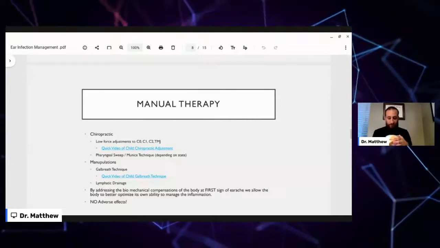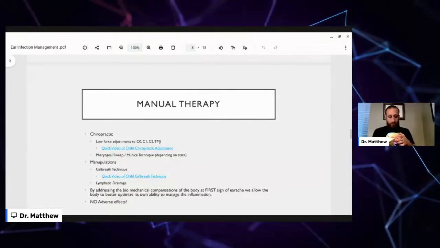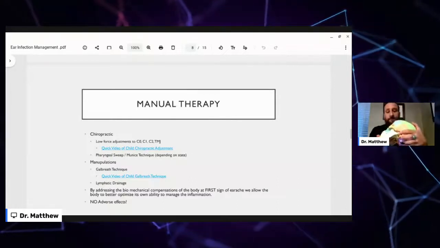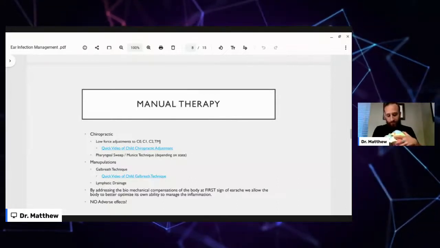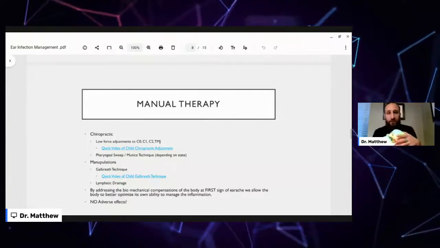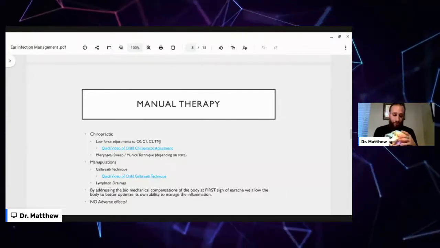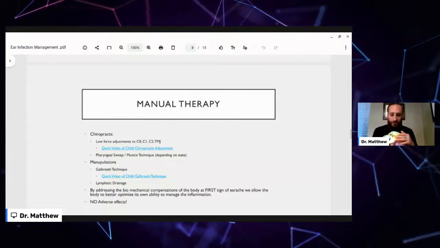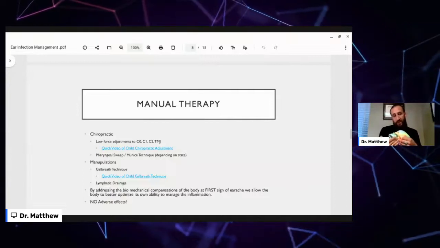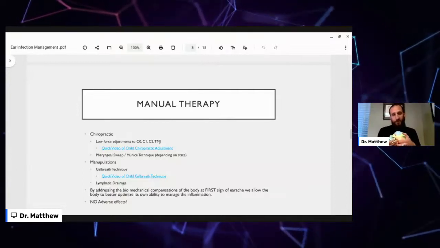So the TMJ is where the temporal bone and the mandible meet. So this is your TMJ. It opens like this. It opens like this. And a technique that I'll often use is called a Galbreath technique. It's an osteopathic technique where I'll actually be holding the ear and I'll be dragging down on the mandible, and it'll actually open up the eustachian tube.